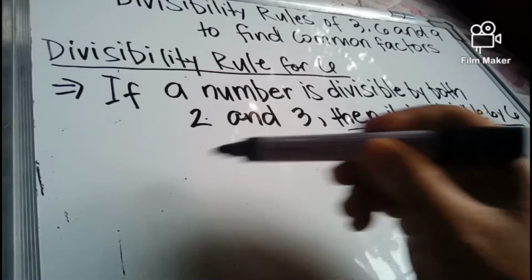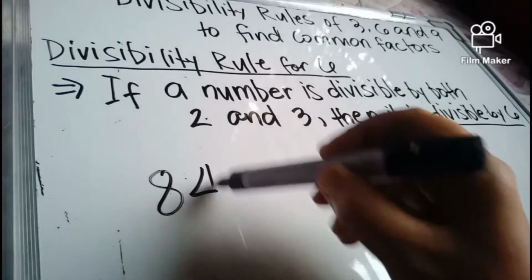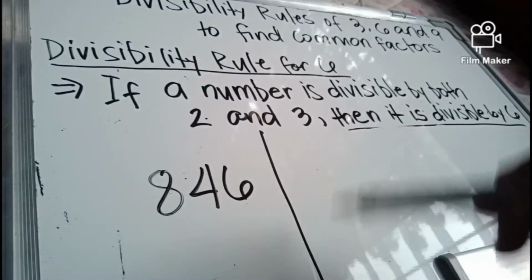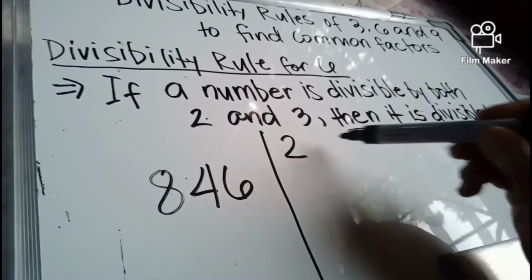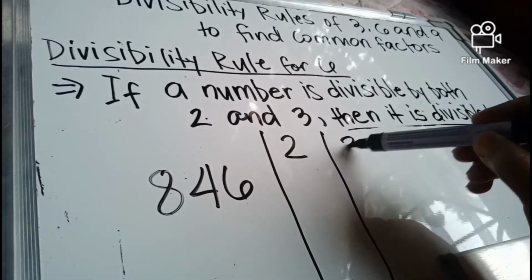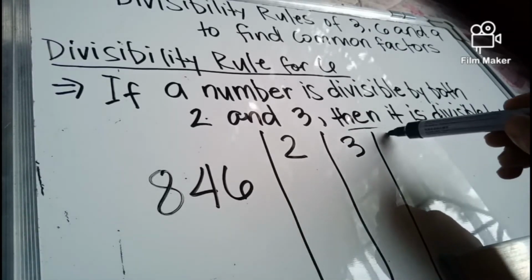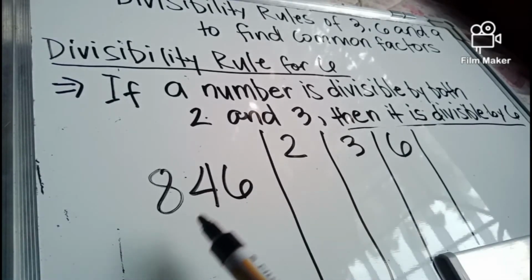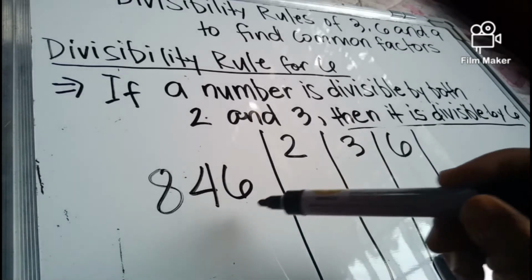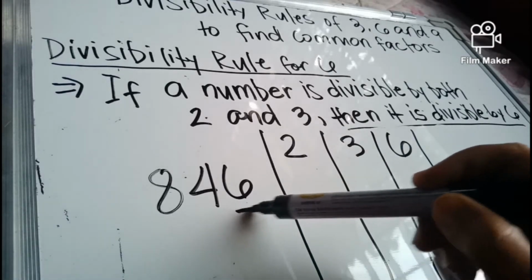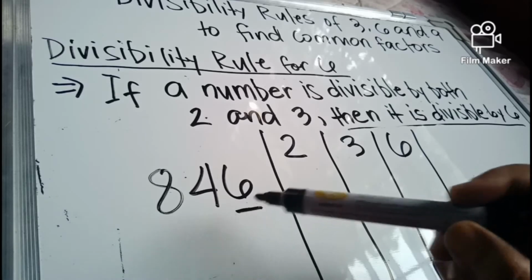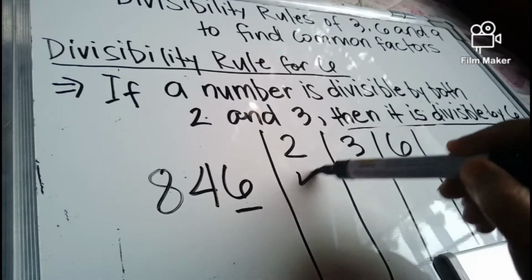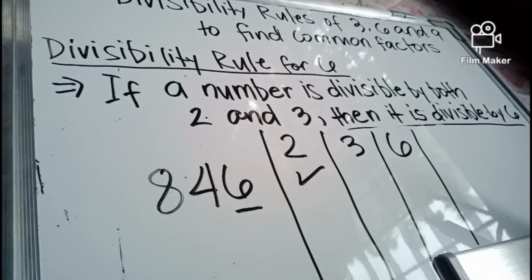Another example is 846. So, para mas madali sa inyo, pwede din kayong gumawa ng table. So, ito, divisible by 2. I-check ninyo, divisible by 3 and divisible by 6. So, titingnan natin. 846 ends in number 6, an even number. So, doon siya pasok sa rule ng divisible by 2. So, 846 is divisible by 2.